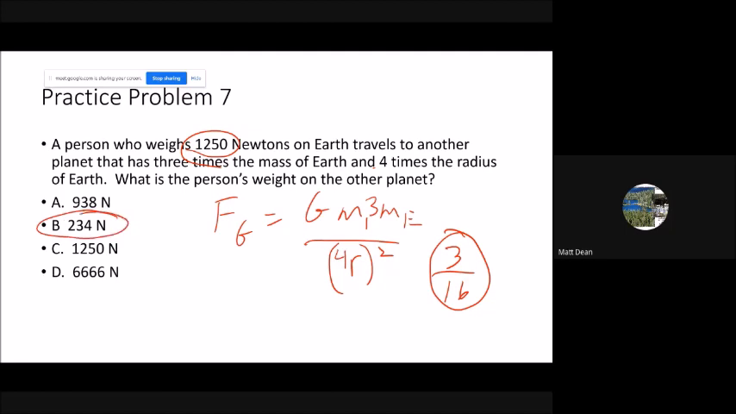What you had to do to work that out is you had to realize that weight is caused by the force of gravity. Plug into the force of gravity equation, get what fraction the new gravity is compared to the original, multiply that by the original weight.